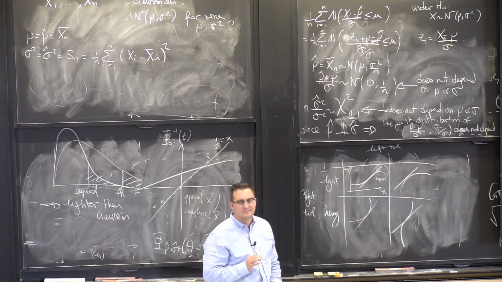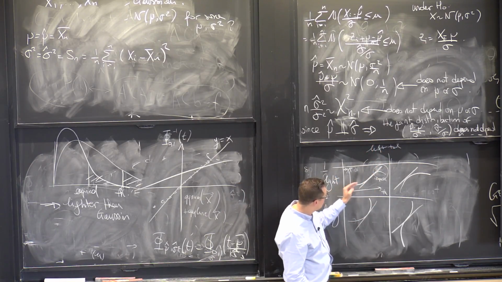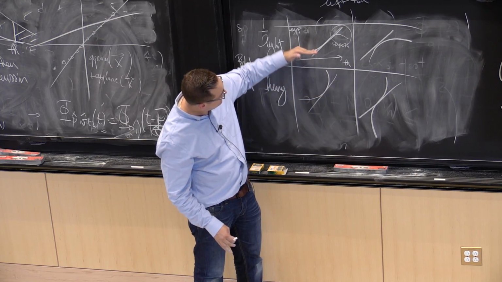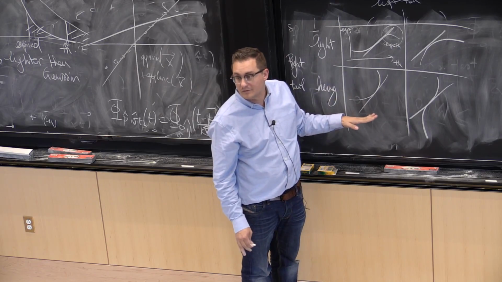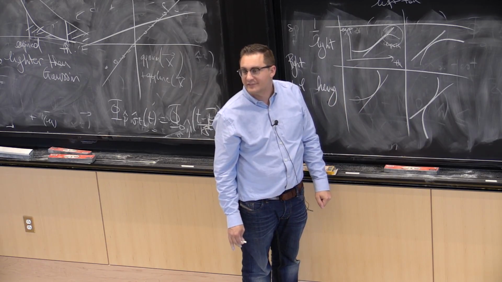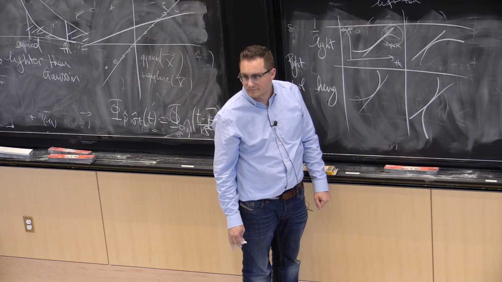Wait, what do you mean when you say first column? Yeah, this column, right? This entire column is going to tell me whether the fact that this guy is above means that I have lighter or heavier left tails. On the left, it's heavier.